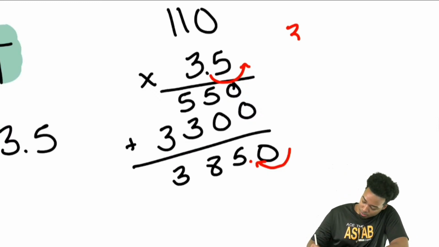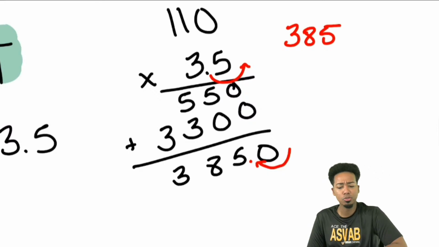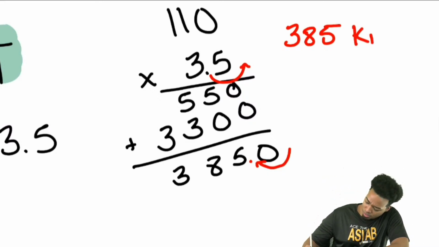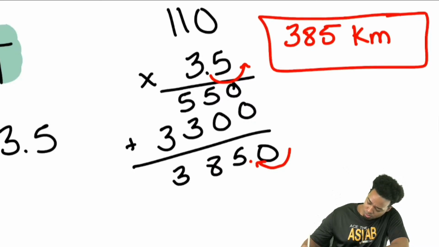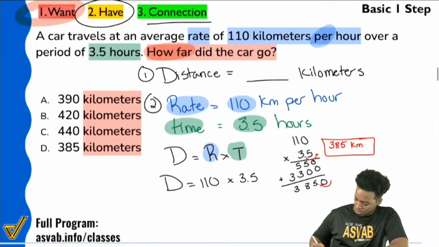So we have 385 what, everybody? 385 what? Kilometers. That's how far the car traveled. And there's our answer right there, D.